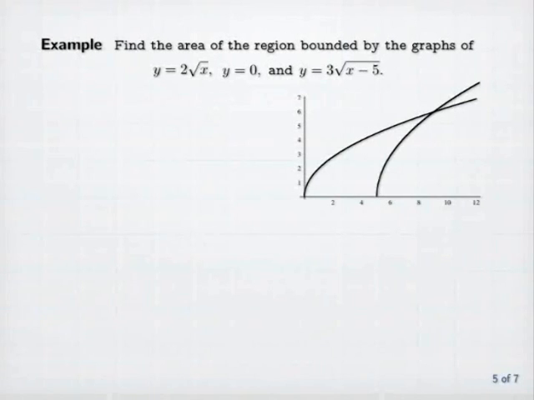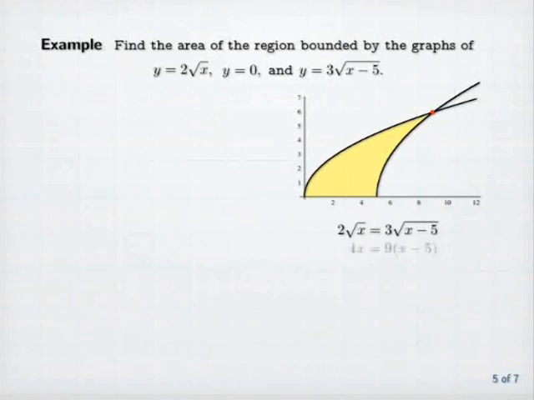The graph of y equals 0 is the x-axis, so the region that we're interested in is shaded here in yellow. The first thing we'll do is find the point of intersection, which will help in determining our limits of integration. To do that, we'll set 2 times the square root of x equal to 3 times the square root of x minus 5.